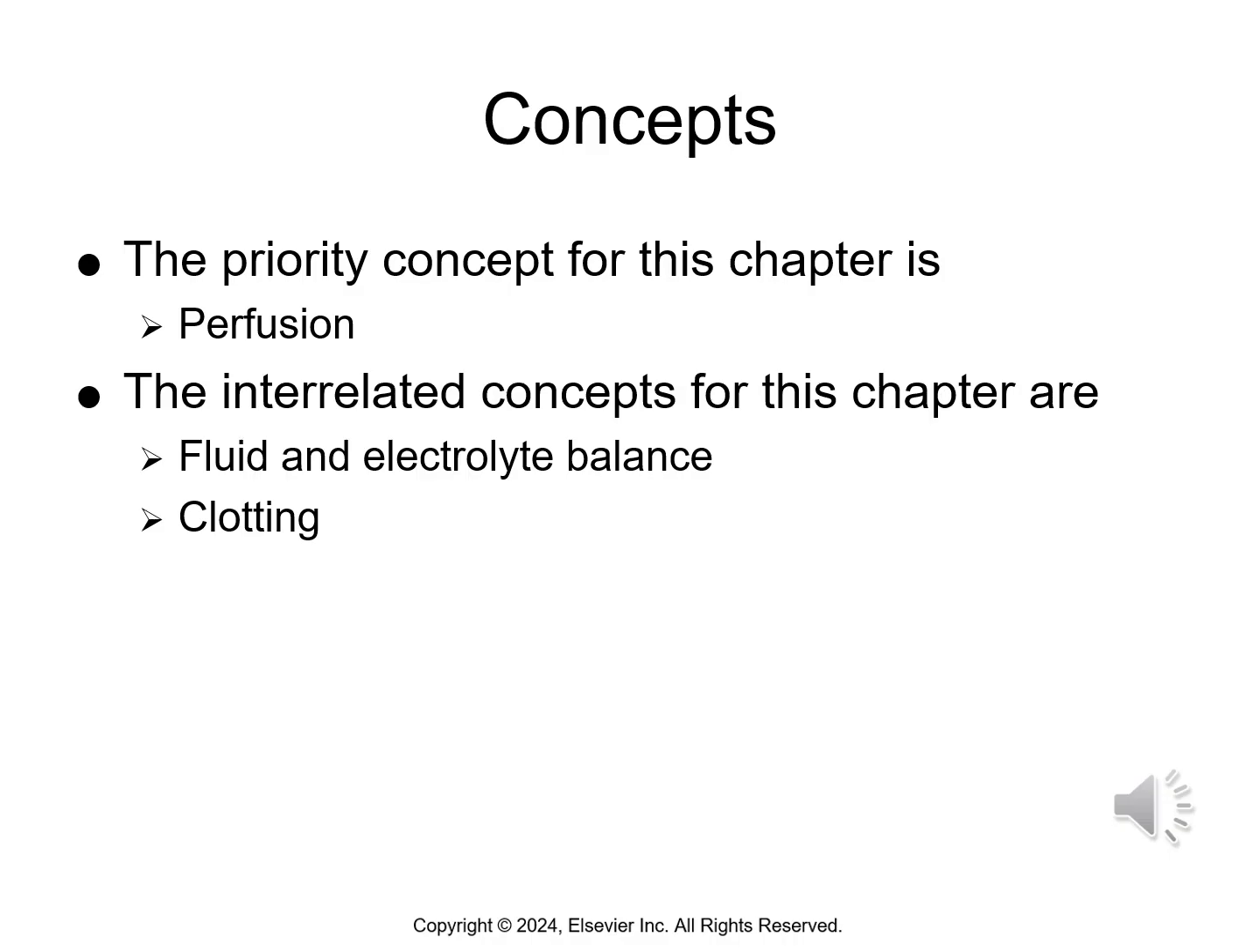In healthy individuals, the body continuously maintains adequate perfusion to sustain life. However, in certain medical conditions or during surgeries, perfusion may be disrupted, necessitating the use of artificial systems, such as ventilation, to ensure blood flow continues efficiently. Disruptors to circulation are clotting, fluid, and electrolyte imbalances.